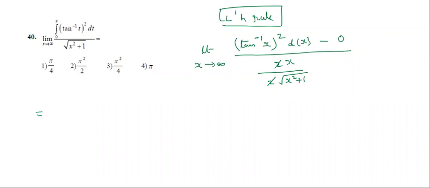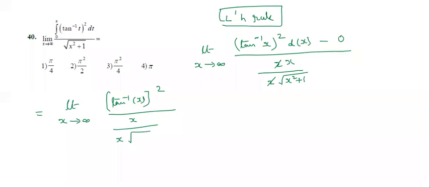Now limit x tends to infinity, tan inverse of x whole square, derivative of x is 1. In the denominator, inside the root, take x square common, outside the root will come x. Now inside the root we get 1 by 1 plus x square. Here x cancels. Now substitute the limit.